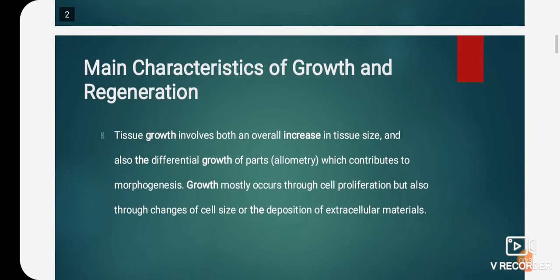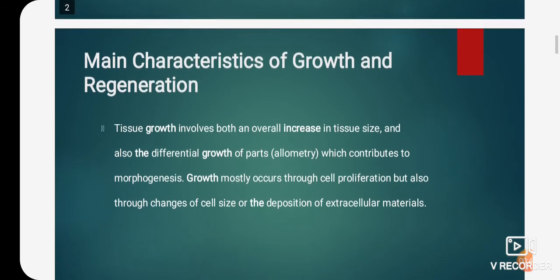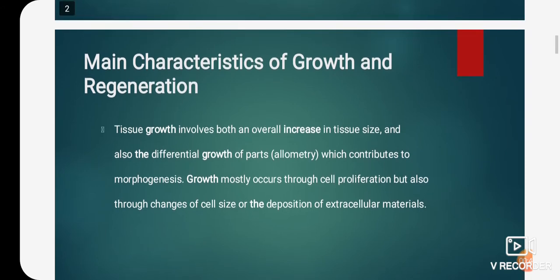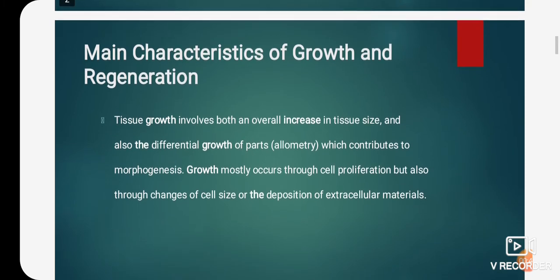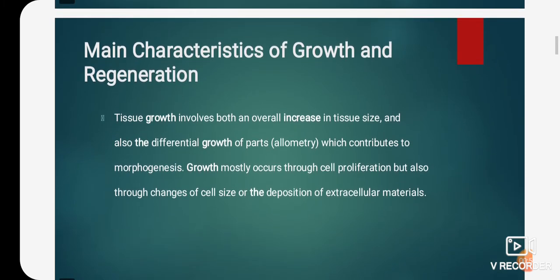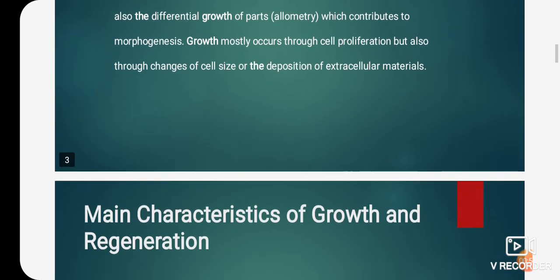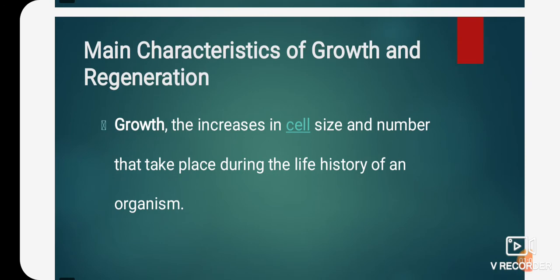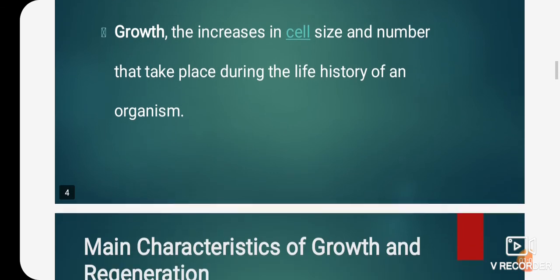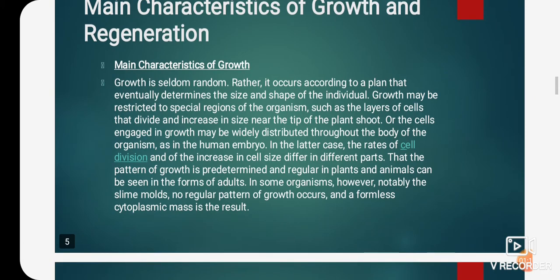Students, tissue growth involves both an overall increase in tissue size and also the differential growth of parts, allometry, which contributes to morphogenesis. Growth mostly occurs through cell proliferation but also through changes of cell size or the deposition of extracellular materials. So, students, growth is the increase in cell size and number that takes place during the life history of an organism. Now we are going to study the main characteristics of growth.